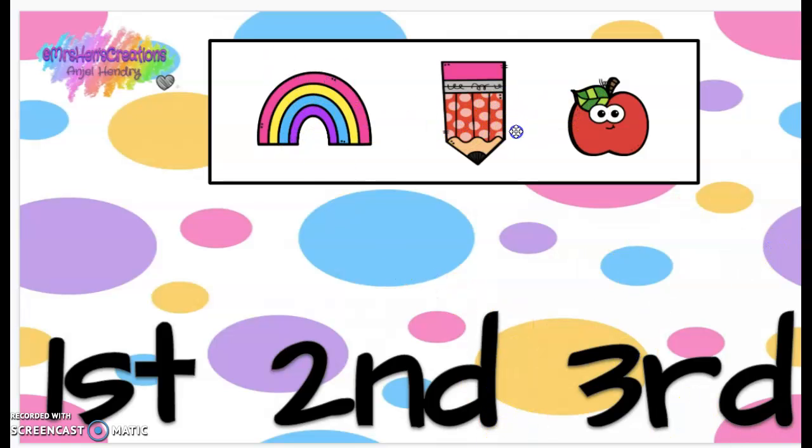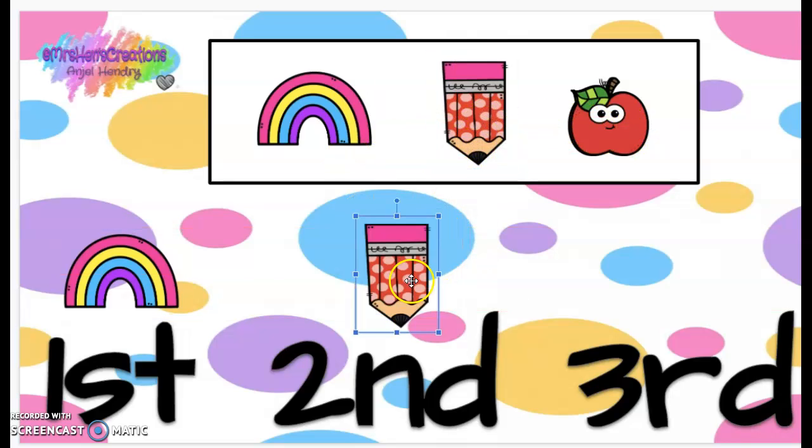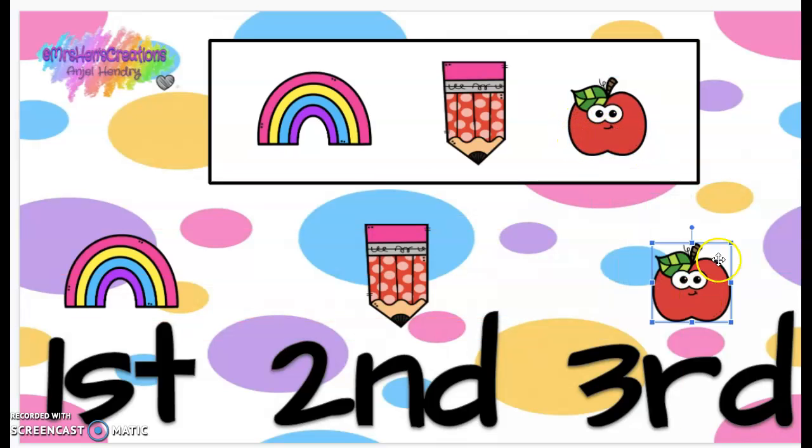All right, so we're going to look up here in the box. Which picture is first? Right, the rainbow, because it is in the front. It is the first one that we see. Which one is second? Right, the pencil, because it is the second one that we see. All right, and which one is third? Right, the apple. The apple is third. So first we have the rainbow, second we have the pencil, and third we have the apple.